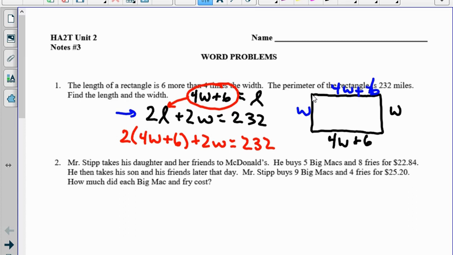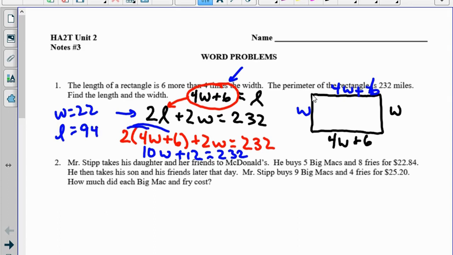So if we distributed and added everything together, we would get 10W plus 12 equals 232. I subtract the 12, divide by 10, I get the width is 22. If I make a substitution of W back in to the original, I would probably substitute it in here. I would find out that the length is 94. If you have 2 lengths and 2 widths of these sizes, you would get 232 miles. So again, these are in miles.